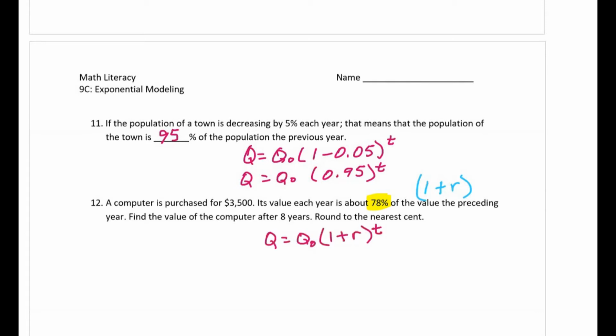Here's my general formula for an exponential relationship. The value of the computer at the beginning is $3,500. This 78% is the 1 plus r. The r has already been taken into account. r in this case is actually a 22% decrease, so negative 22%. And here I'm wanting to find the value after 8 years, so I will put 8 in place of t, and you can put that into the calculator. And you have $479.54.